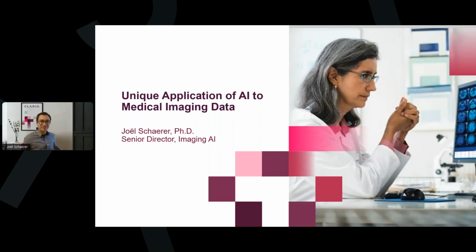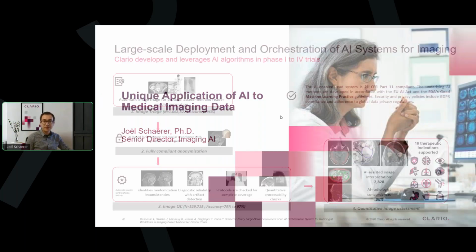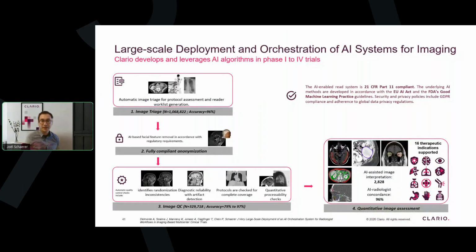Thank you, Alex. I will now tell you how we apply AI to the imaging part of neuroscience trials. At Clario, we apply AI throughout the entire life cycle of imaging in clinical trials, going from image triage all the way to quantitative image assessment. In order to do this reliably, we deploy AI models centrally to a validated platform that complies with all the relevant AI, privacy, and computer security regulations.